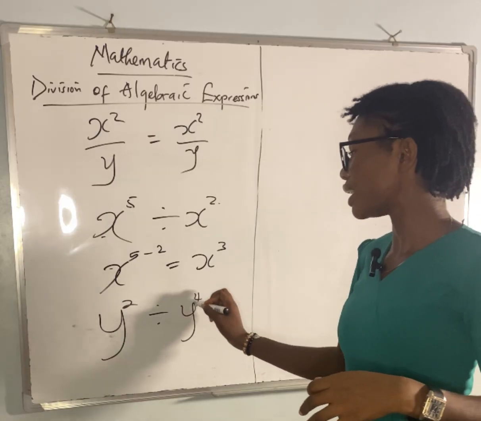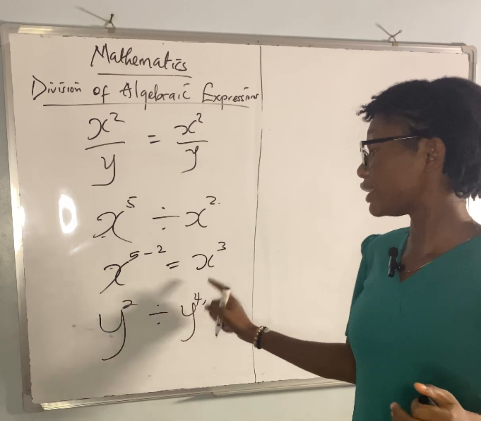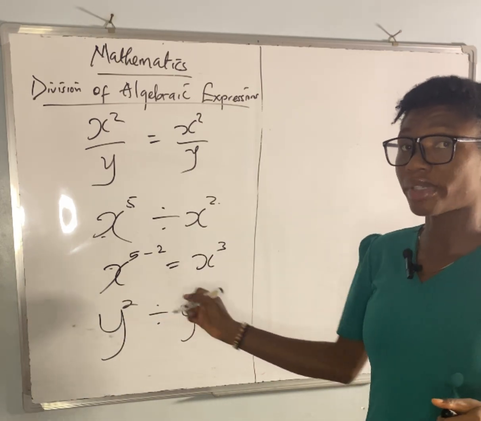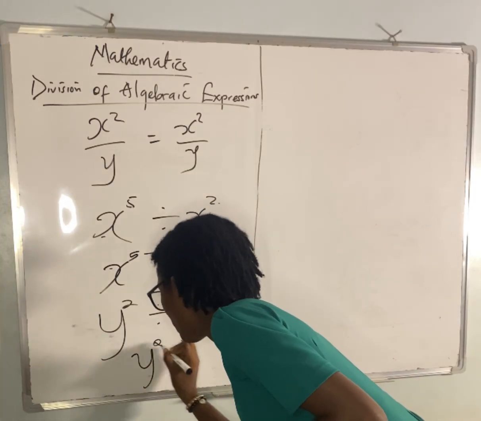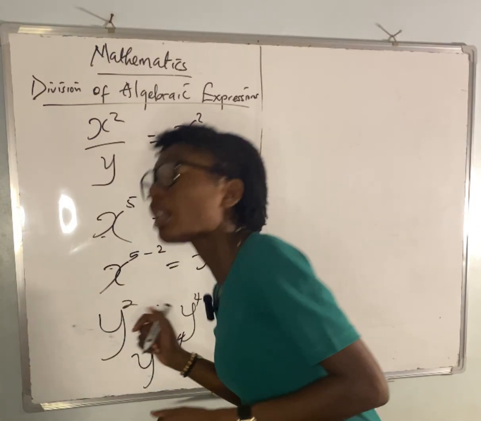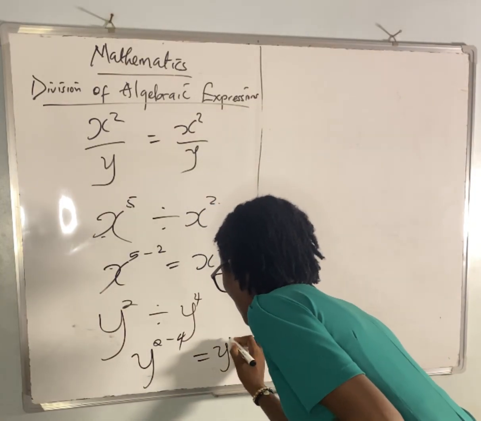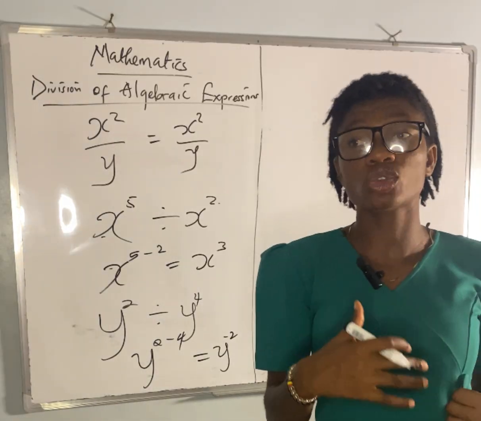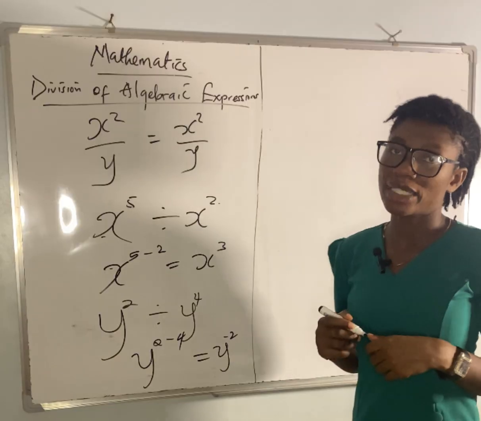Now this is our divided. Even though it is greater, we'll still subtract this power, this is our divider, from our divided. So we're going to have y raised to power 2 minus 4, that's the power of the divider, and that will give us y raised to power minus 2. 2 minus 4, you have 2 and then you are subtracting 4, you are owing somebody 4. What you have at the end of the day is minus 2.